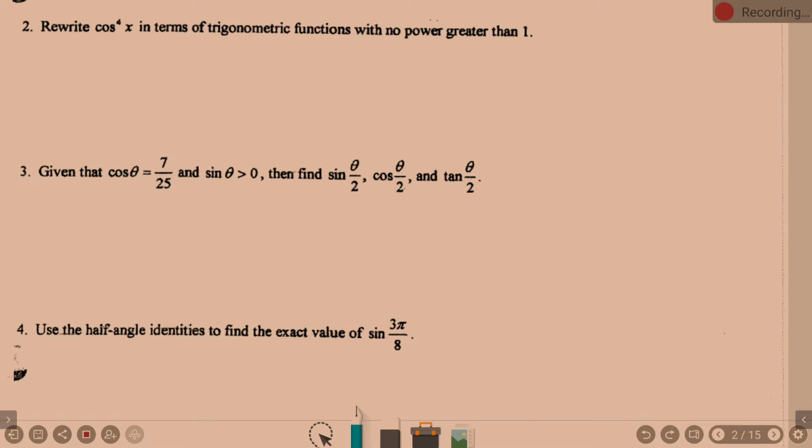So what are we trying to do to the power? We're trying to reduce the power. Now, the power we're trying to reduce is a power of 4. What do our power reducing identities have? 2s. So, as we get started with this, what do you know about cosine to the 4th?